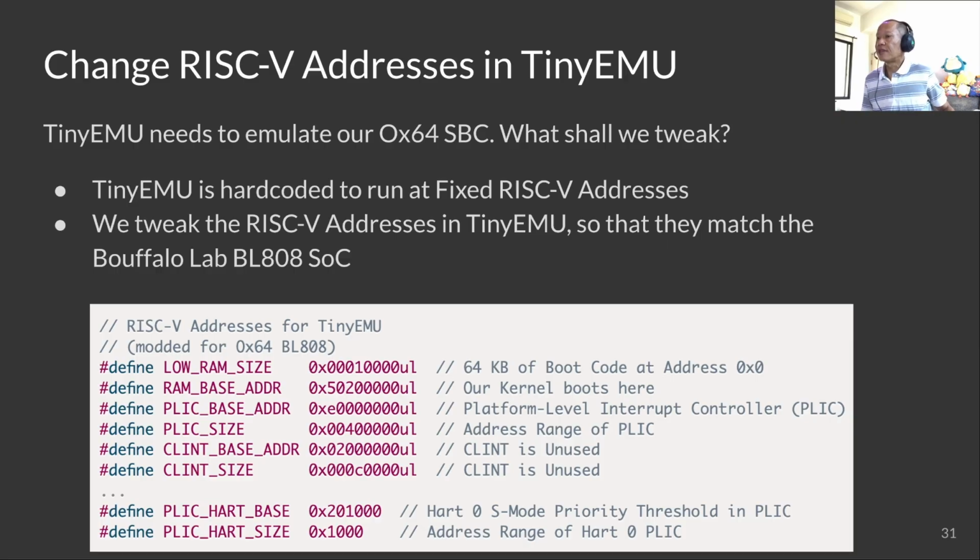First thing we tweak in TinyEMU, the system memory map for AUX64 SBC. TinyEMU is hard-coded to run at fixed RISC-V addresses. Thus, we change these addresses to match the Buffalo Lab BL808 SoC. This part looks similar to the earlier slides, but instead of tweaking Nutex to run on TinyEMU, now we tweak TinyEMU to run Nutex. See the difference? The TinyEMU boot code is located at this address, 10,000 hex. It jumps to the Nutex kernel at startup. We will customize this for AUX64 SBC.